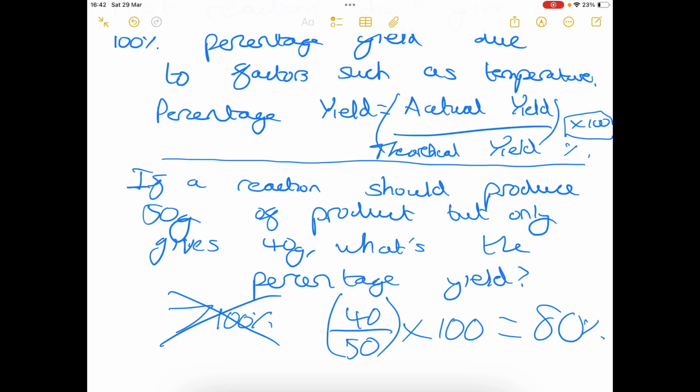So yeah, that's the very basics of quantitative chemistry. I hope that helped. Drop me a comment if you have any issues with any questions or anything I've gone over. Definitely the key with this is just practice.